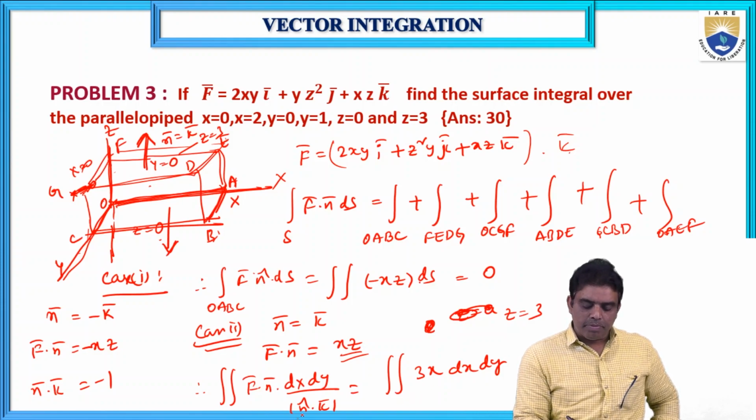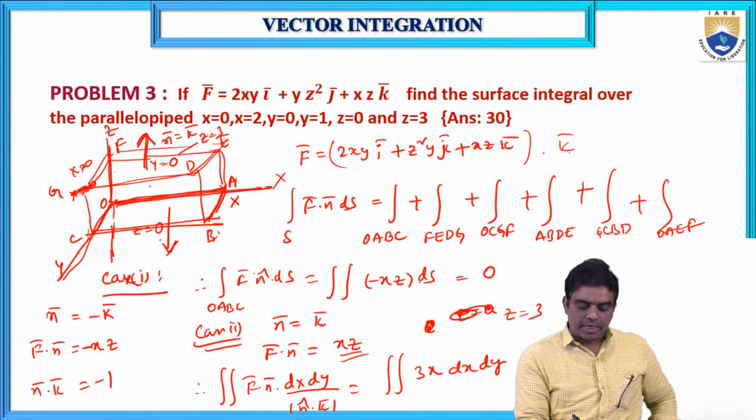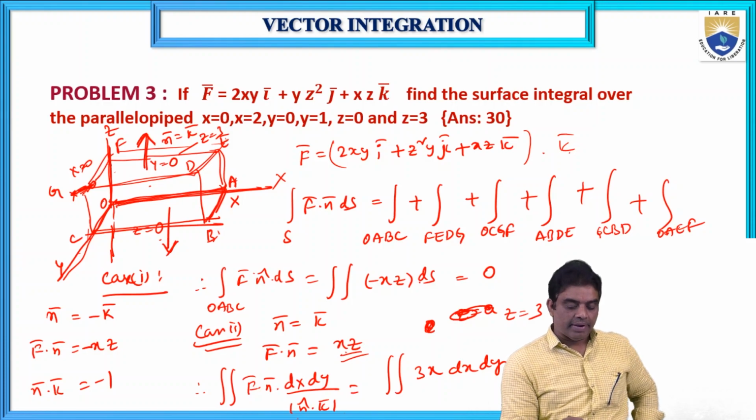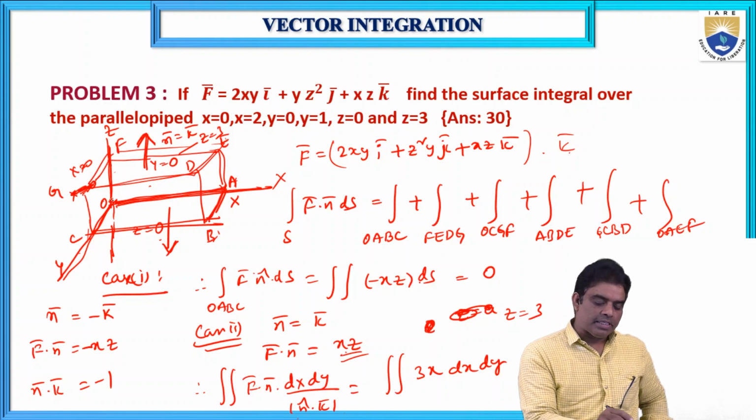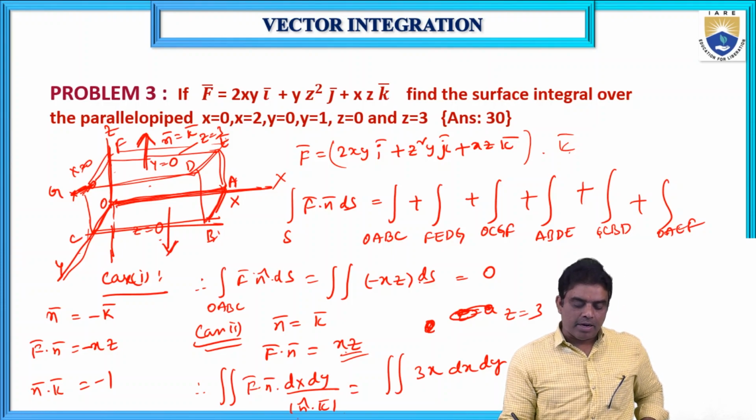And n bar dot k bar is also 1, k bar dot k bar is 1. F bar dot n bar is equal to xz, so z is equal to 3. So 3x dx dy. And here the limits are x limits and y limits because it is the projection on the xy plane or parallel to the xy plane.